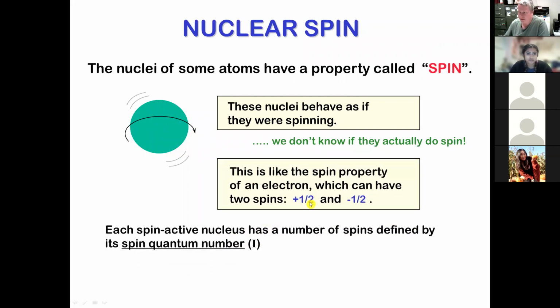Now, the thing about spin is there's going to be a positive state and a negative state. For a lot of atoms, it's going to be plus 1/2 and minus 1/2. It's kind of like it's spinning one direction or spinning the other direction. That's the easiest way to think about it. Each spin-active nucleus has a number of spins defined by its spin quantum number. You don't have to memorize any of these constants. Spin active means at least 2 spin states, because some atoms don't have any spin states. They don't have this property.